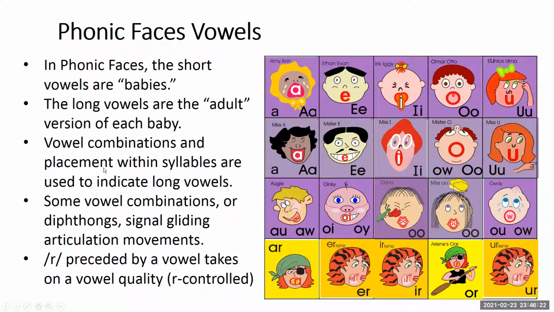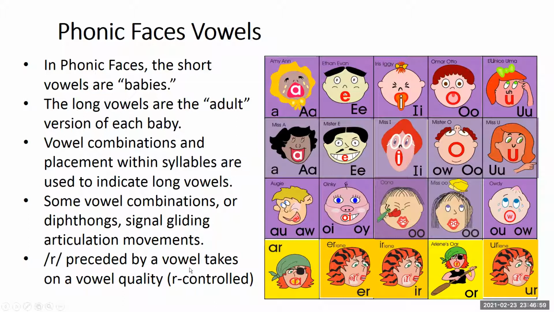The vowel combinations and placement within syllables are going to be used to indicate whether the vowel is going to be long or short in a word. Some vowel combinations or diphthongs signal gliding articulatory movements. So when we have a sound like aw, our mouth actually moves in the production. Oi, our mouth moves to produce that. Ugh, ooh, ow. So these are considered diphthongs, or a gliding articulatory movement.